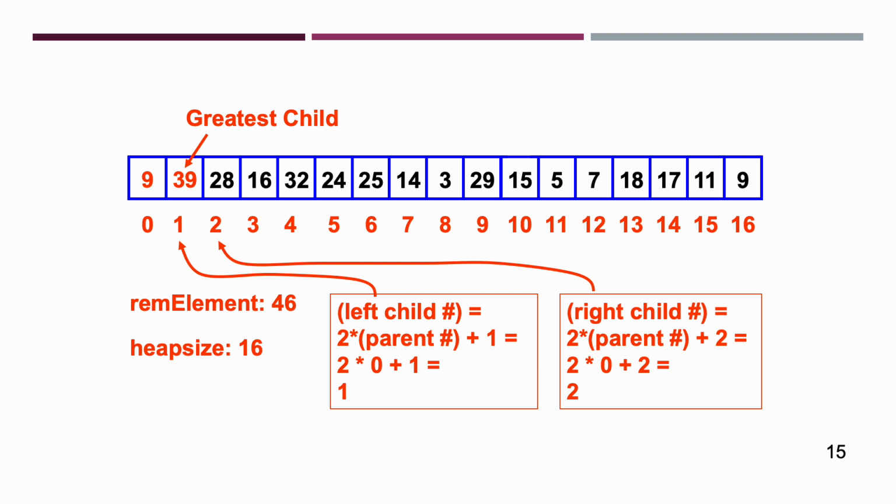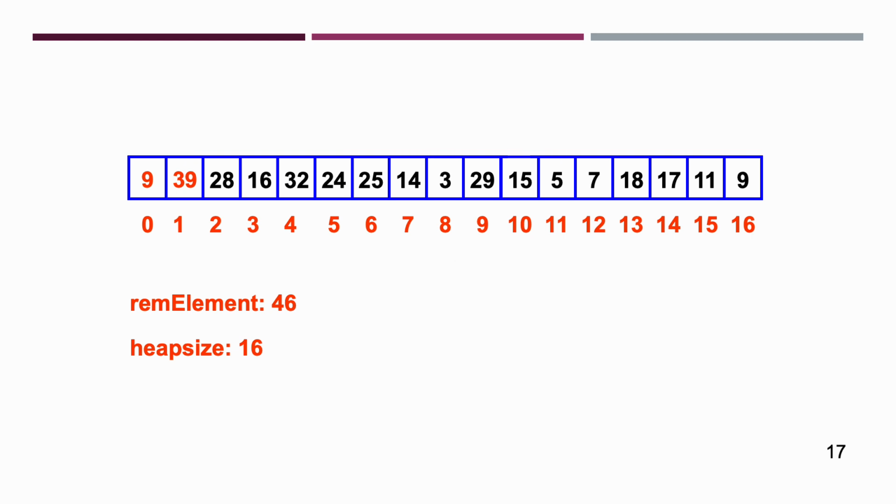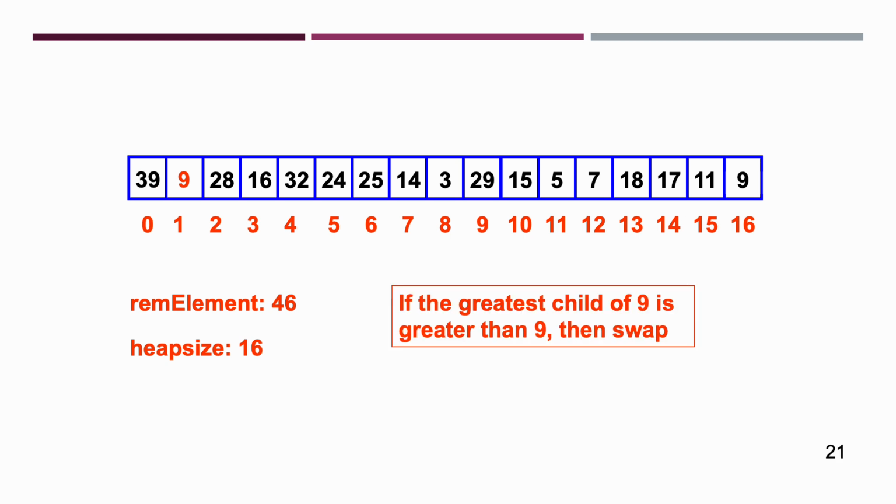So the greatest child is the value 39, which is at index 1. So the greatest child is 39. So 39 is greater than 9, so we will swap. Okay, now if the greatest child of 9 is greater than 9, then swap.